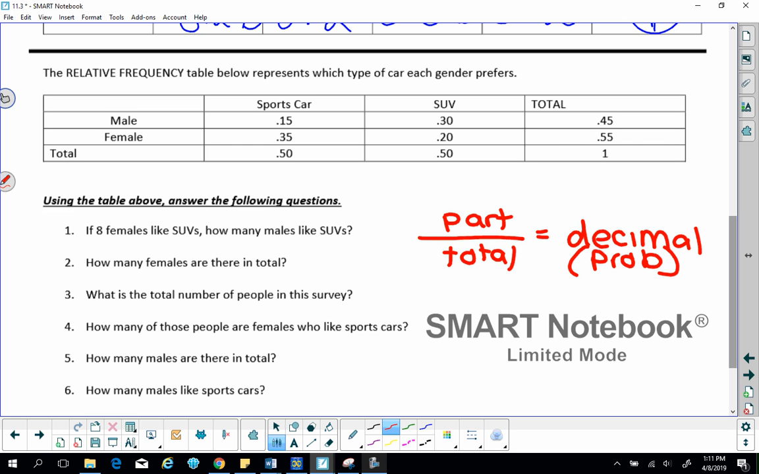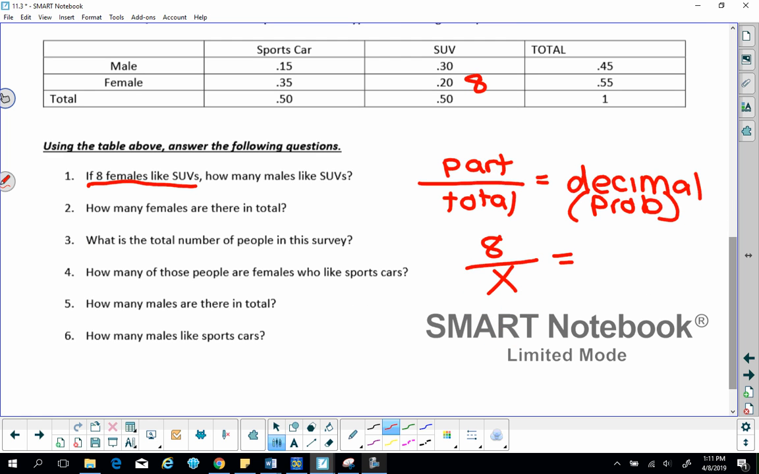So this one's saying if 8 females like SUVs, where would that go? 8 females like SUVs. Not the total though. The females who like, right here, there you go, females and SUVs. There's my 8. Because 8 females like SUVs. That being said, I know that my part is 8, right? 8 out of the total, I'm just going to put x because we don't know what our total is. And what decimal is that one?